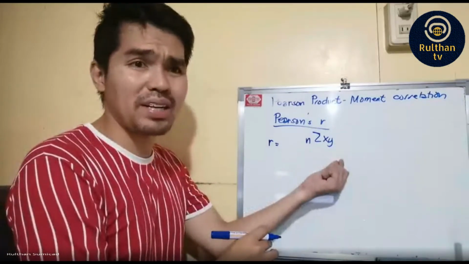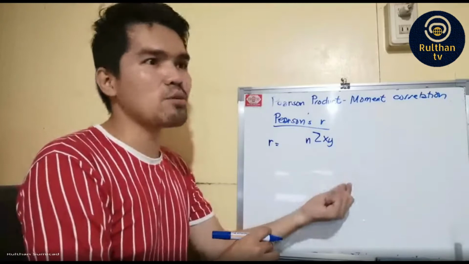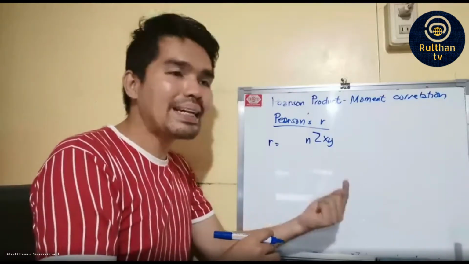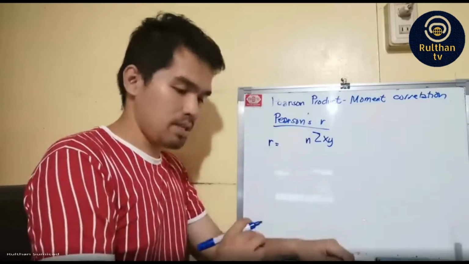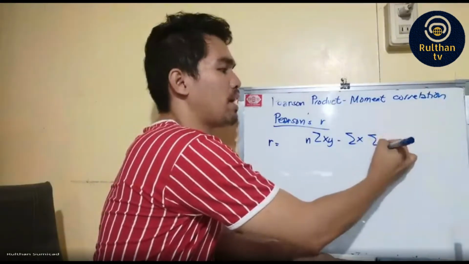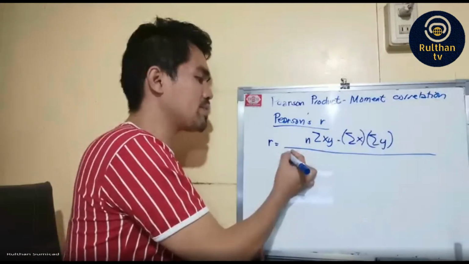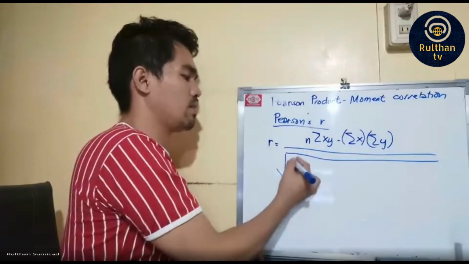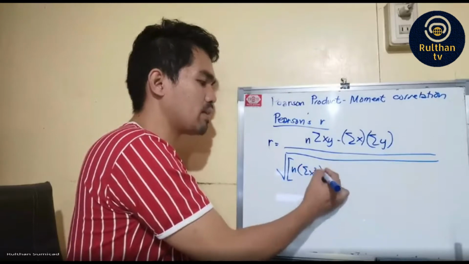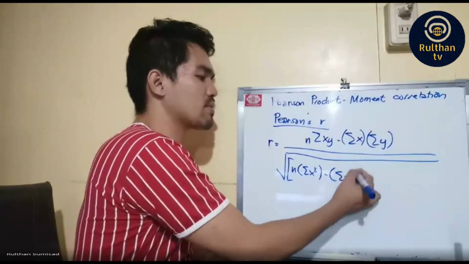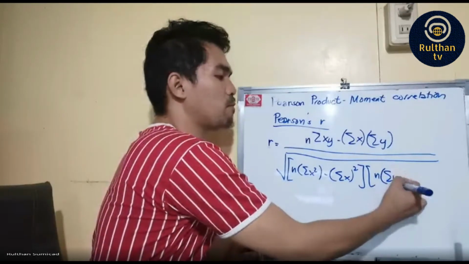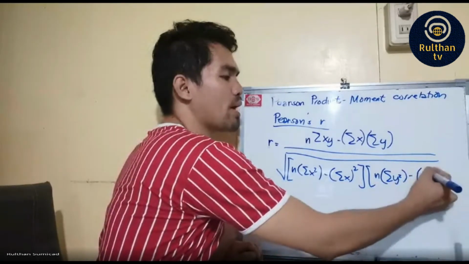X and y here are our bivariate data. Bivariate means paired variables. So variable x and variable y at the same time are considered as one entry in a given sample data set. Then you have minus the summation of x times the summation of y, all over our divisor, which is the square root of n times the summation of x squared minus the square of the summation of x, times n times the summation of y squared minus the square of the summation of y.